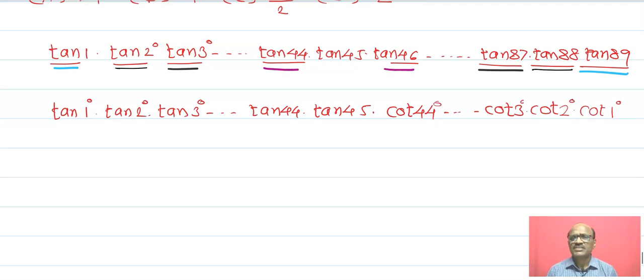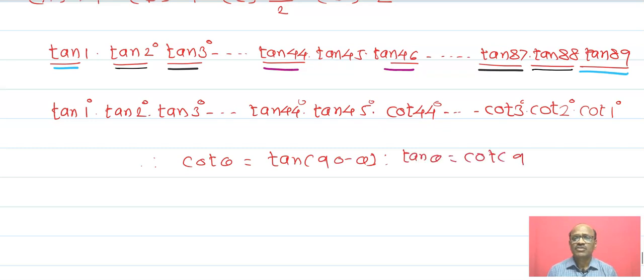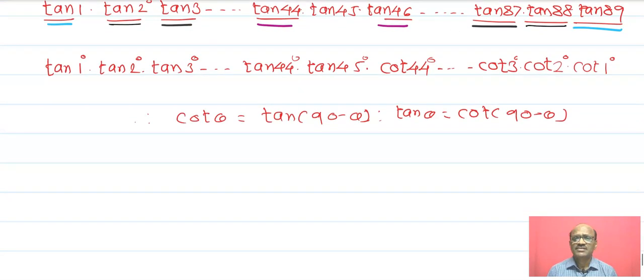That is, the tan of 87 means what? Cot of 3. Tan of 88 means what? Cot of 2. And there is one more formula, that is, cot theta is equal to tan of 90 minus theta, and tan of theta is equal to cot of 90 minus theta. Here we are applying the formula tan of theta is equal to cot of 90 minus theta, and the right hand side of the tan of 45 is all converted in the form of the cot.